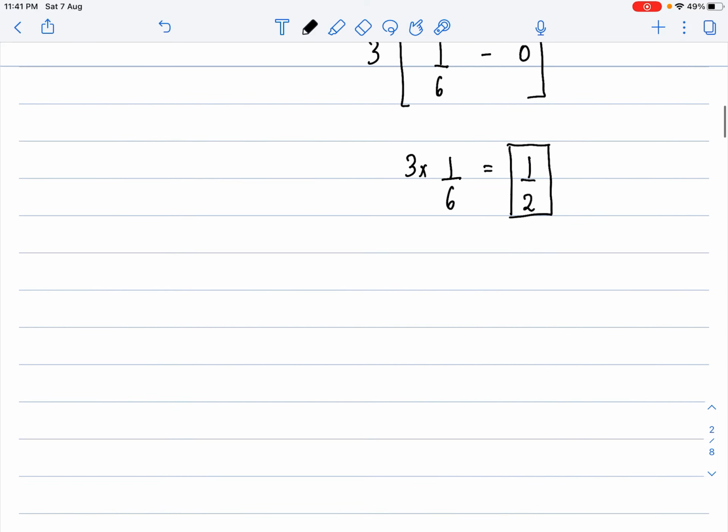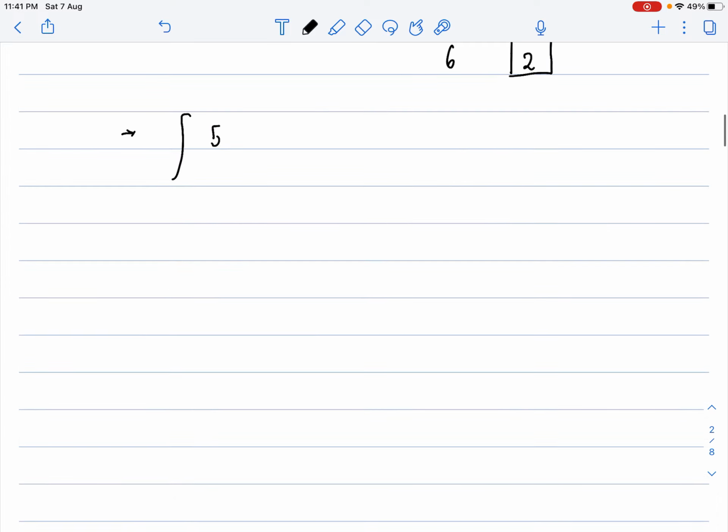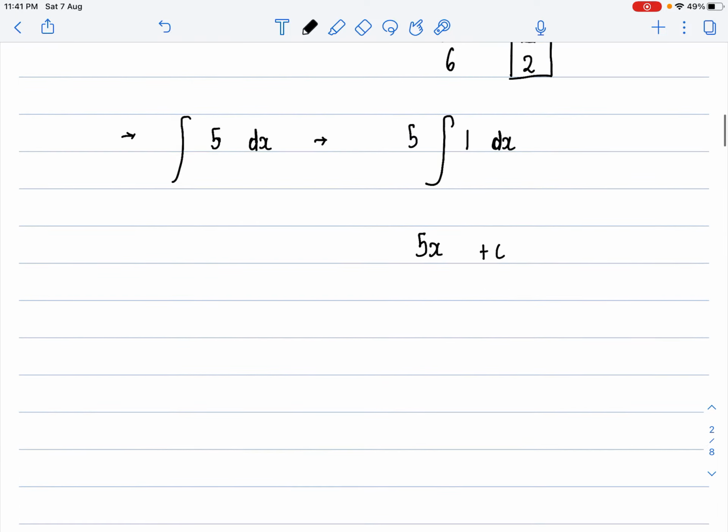This is the revision of what we've done from AS level. What is the integration of any constant? Let's say I have the integration of 5 dx. It is 5 multiplied by the integration of 1 dx, or normally dx. You can write this as 5x plus c, because the integration of 1 or any constant is basically 1x or 5x, plus c because there are no limits.